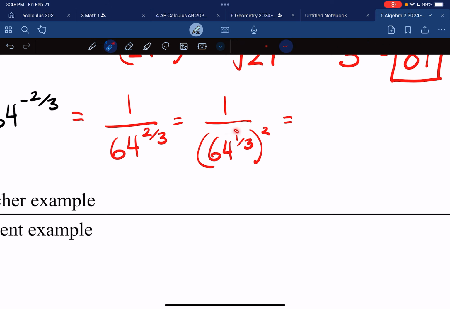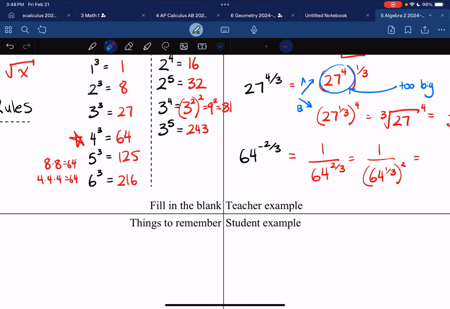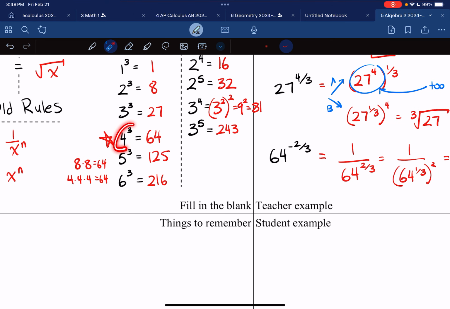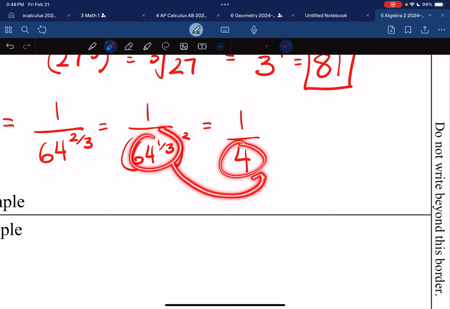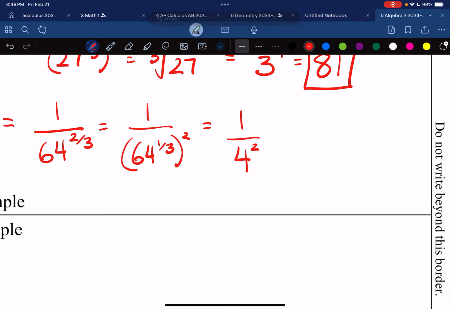I happen to know that the cube root of 64 is 4, because it's 4 to the power of 3, if you have remembered it from before. So this is going to be 1 over 4. Again, 64 to the power of 1/3 turned into a 4. Now I still have to do this power of 2. And 1 over 4 to the power of 2 is 1 over 16. And we have our answer.